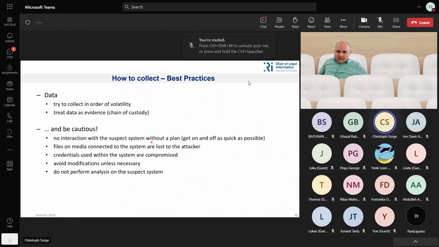What you collect in which order depends on the volatility. So how likely is the data to change? We had the differentiation between ephemeral and less ephemeral data previously. So the ephemeral data is the data that actually is likely to change, and the less ephemeral data is just collected during live forensics. And you should of course start with the more ephemeral data.